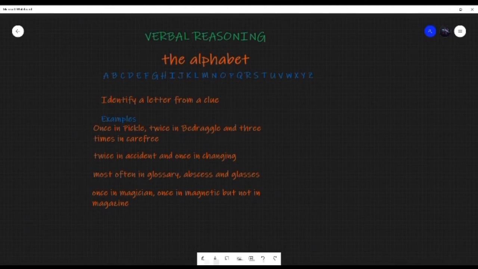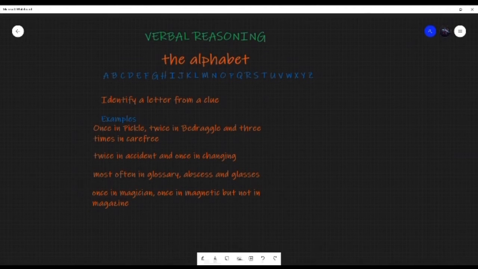Number 2: twice in accent, once in changing. As you can see, we start with twice because it's more, so you'll be able to see it quicker. So C appears twice in accent, so now we'll check if C appears once in changing. Yes it does. C, there's your answer, mark done. Now "most often" tricks people out, as I said before. What you have to look for is the synonyms for "most often", and they tend to be like "most", "more", and they tend to mean appears more than once.